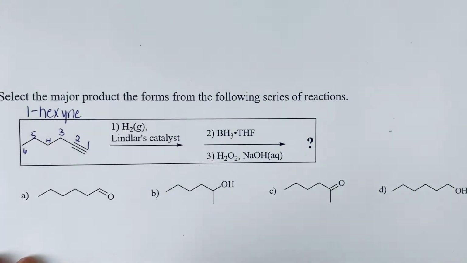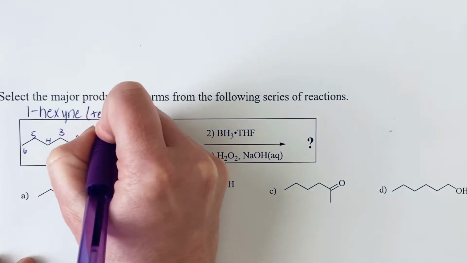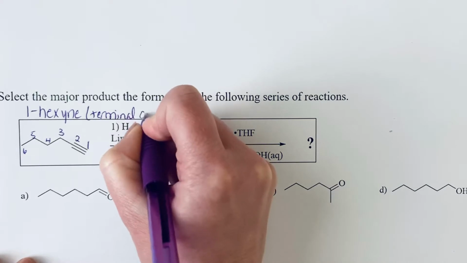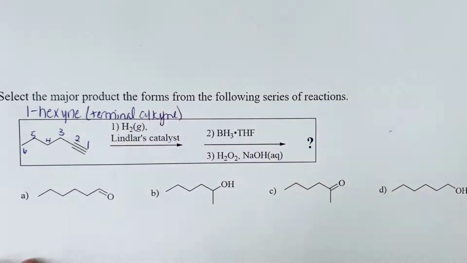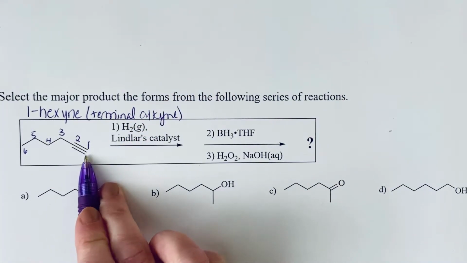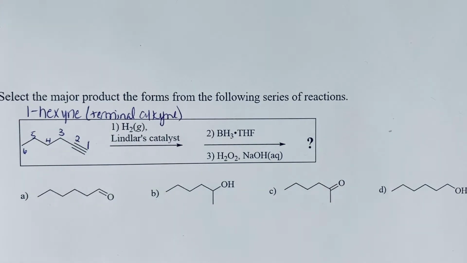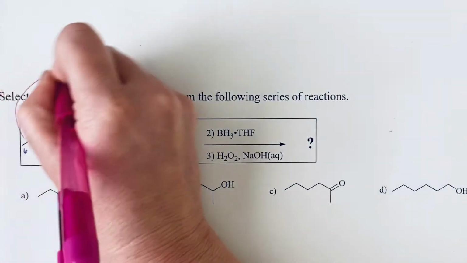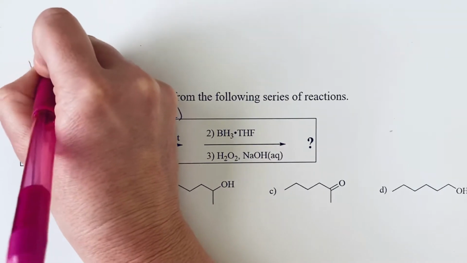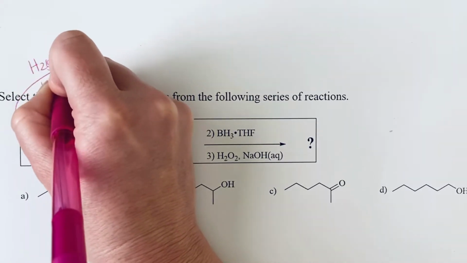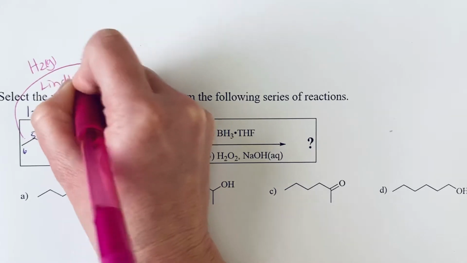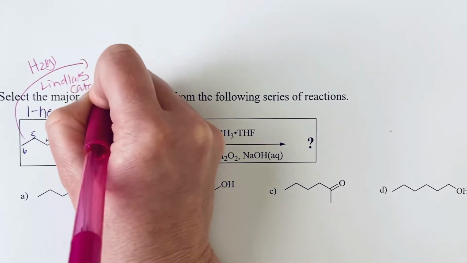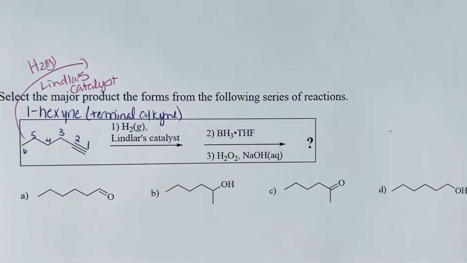And we could also identify this as a terminal alkyne. So that just means an alkyne that is at the end of the chain. And so what we're treating this with in our first step is hydrogen gas and Lindlar's catalyst. So the first thing you might think of when you see this Lindlar's catalyst is, that's going to make a cis-alkene. And it will if you are using an internal alkyne.